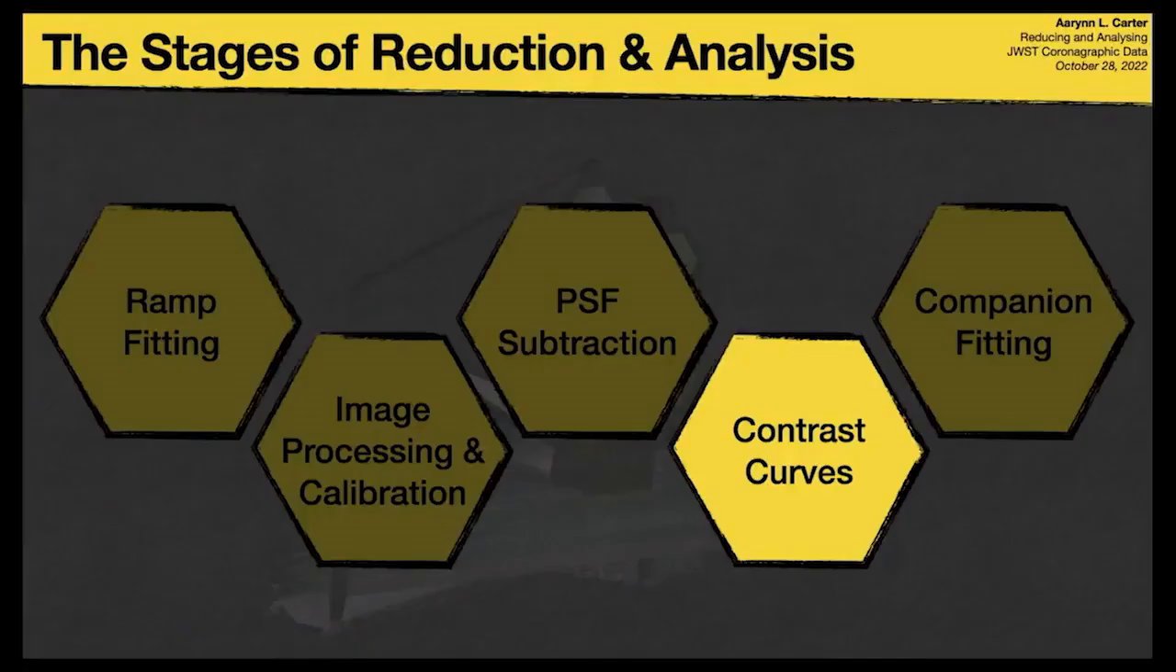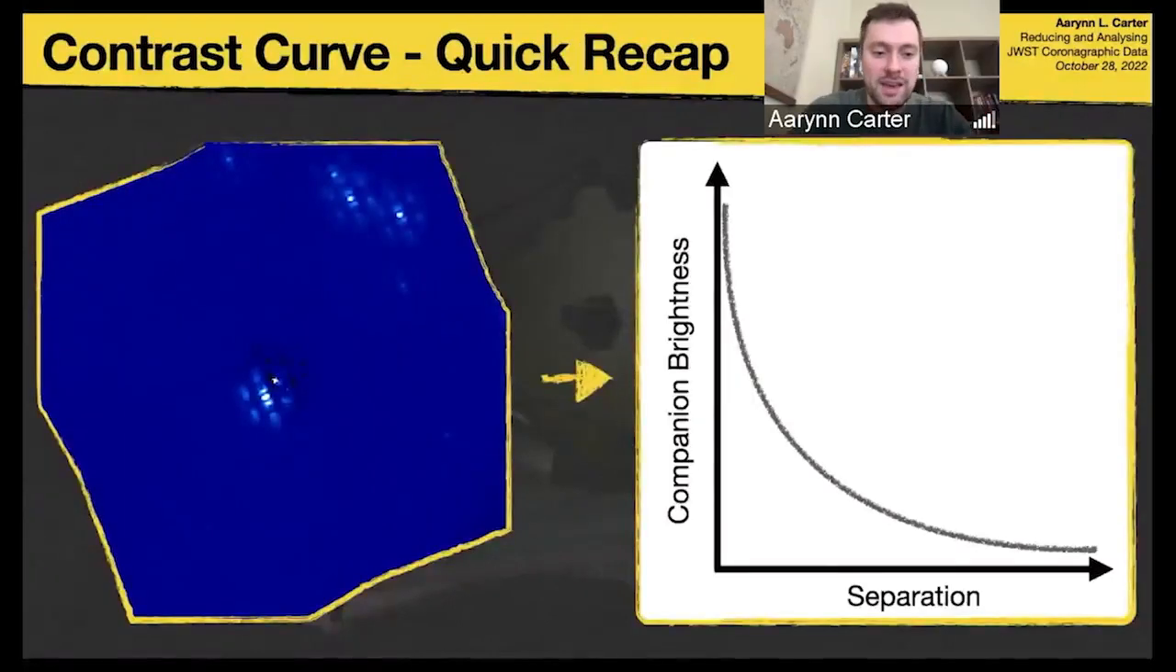Contrast curves. To give you all a brief reminder, just for those who aren't familiar with the concept of contrast curves, we have an image here where we know, okay, great, we found a companion. But what we would really like to know is, as a function of separation in this image, how bright would a companion need to be for us to be able to detect it?